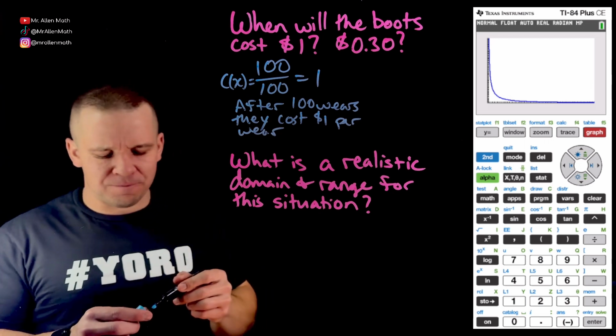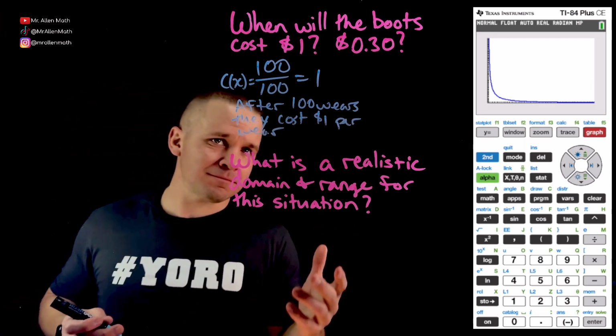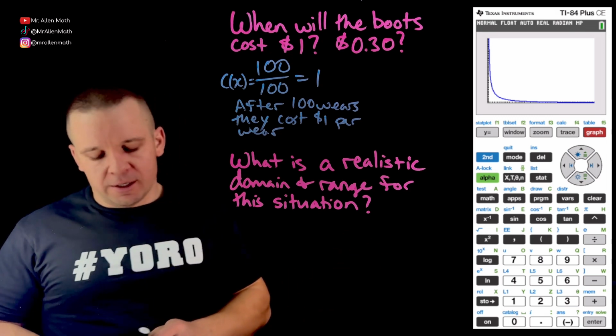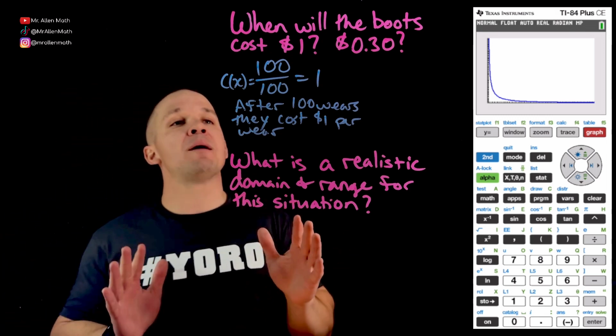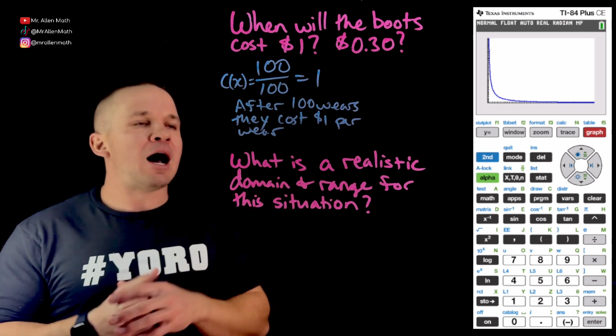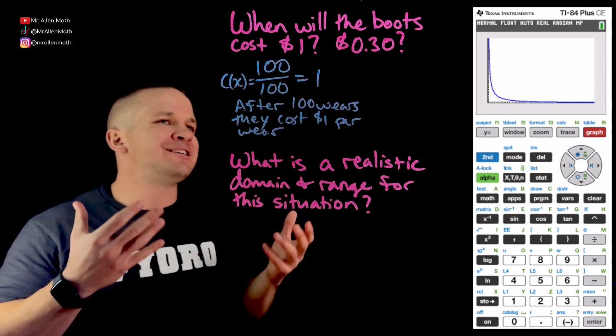That's at least the thought process behind it, right? Hey, the more I wear it, the cheaper this is because I wore it more. They were still $100. Let's remember that. They were still $100 regardless of how many times I wear them. Okay. So how about when do they cost 30 cents?